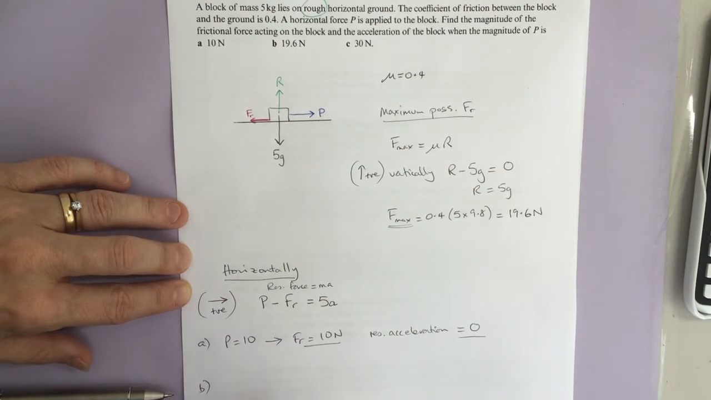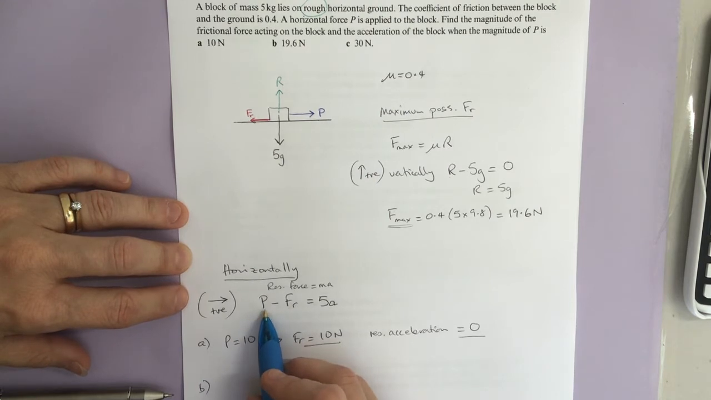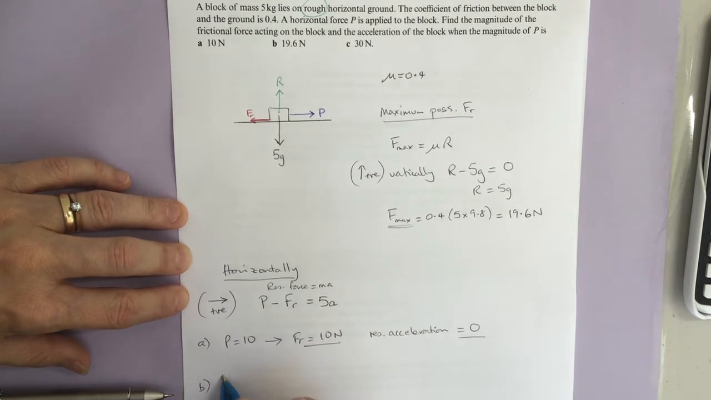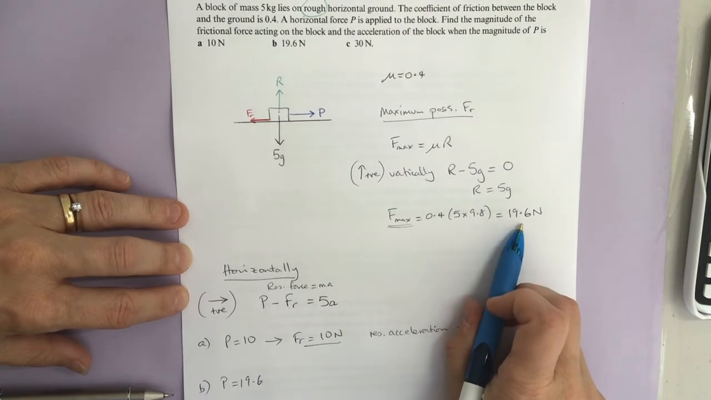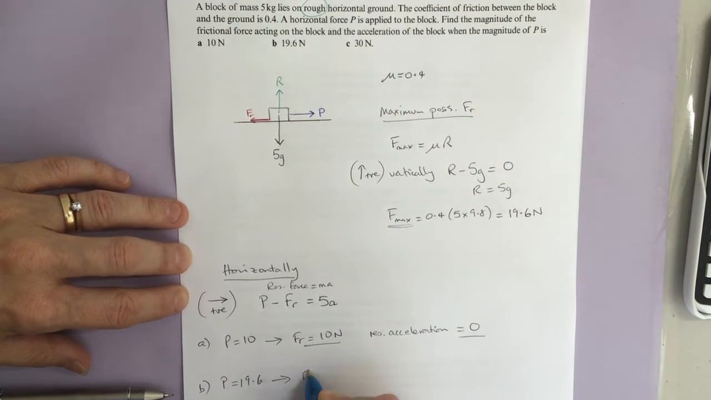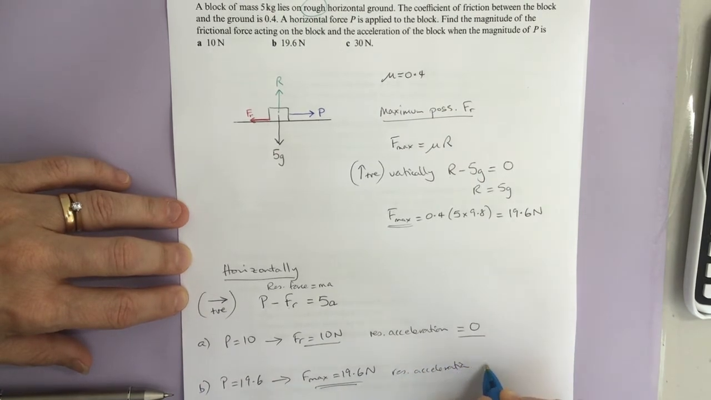Okay, let's have a look at part B. So part B now says my forward force, my applied force, is 19.6. And again, if we look at that, 19.6 minus my frictional force, well, my frictional force can only get up to 19.6, so that's what's going to happen here. The friction's going to build right up to 19.6. And then my resultant force equation is going to give me 19.6 minus 19.6. So again, here, the resultant acceleration is going to be equal to 0.